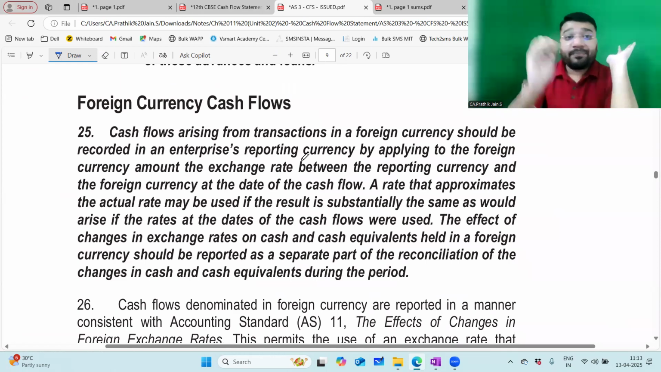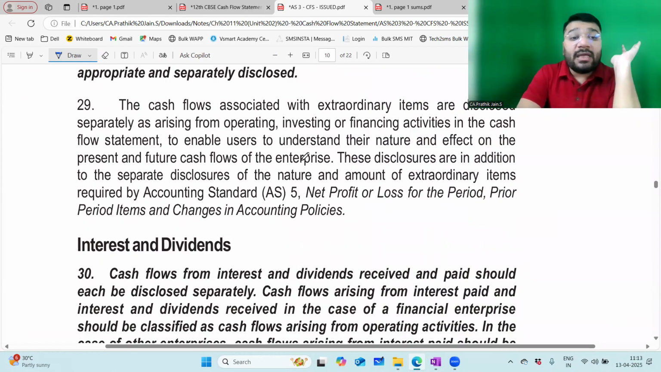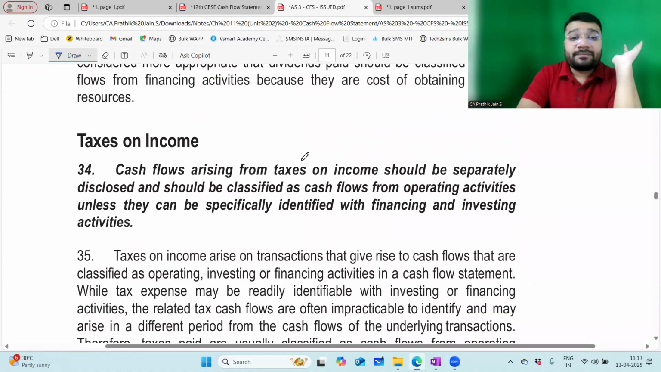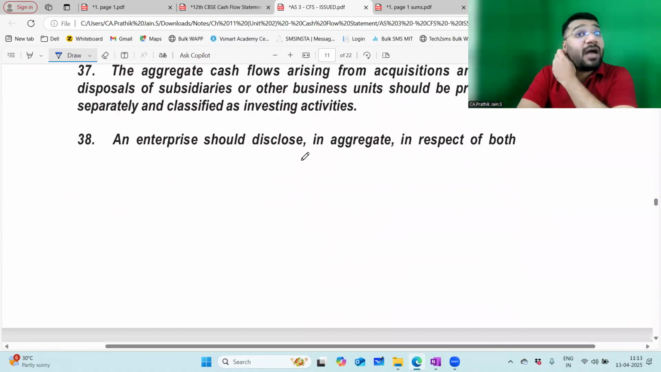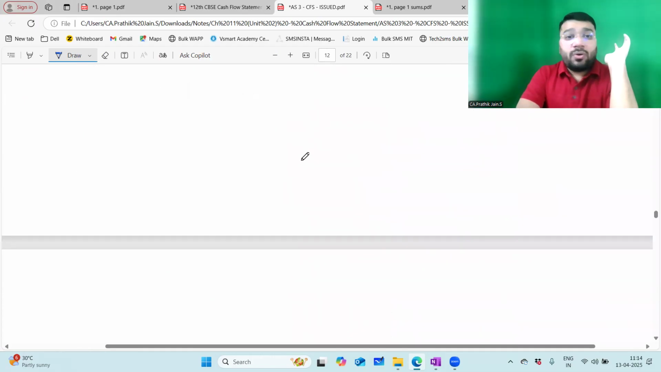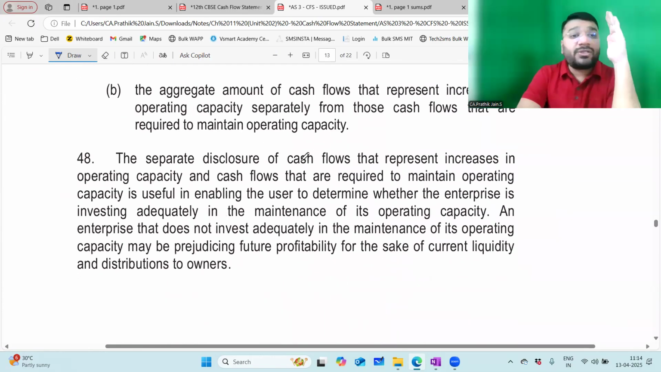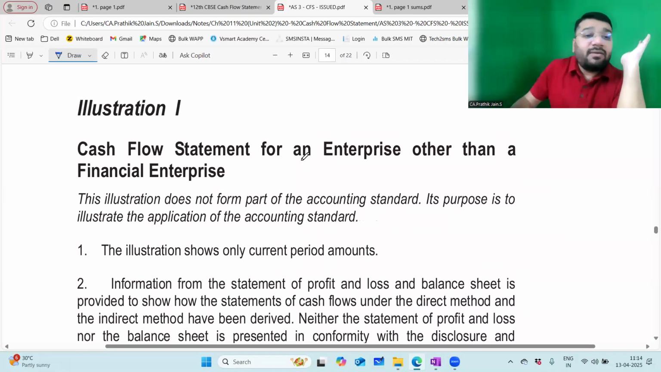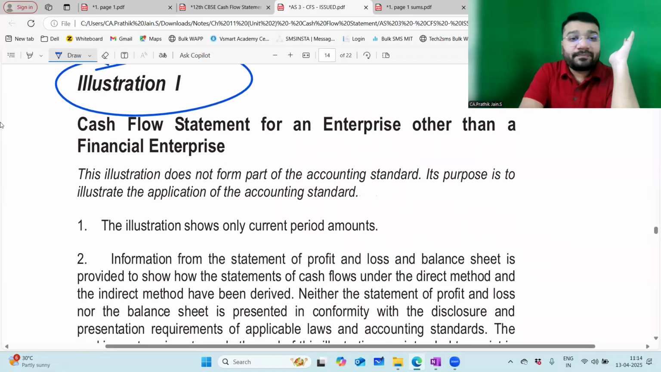Let me tell you very clearly. In the cash flow statement, they have only given the example. When this AS3 was drafted, they gave an example: this is how we want you to prepare. They didn't say this is exactly how to prepare. You can tweak it the way you want to here and there. So the format of the cash flow statement is not given anywhere in AS3. They've only given an example.